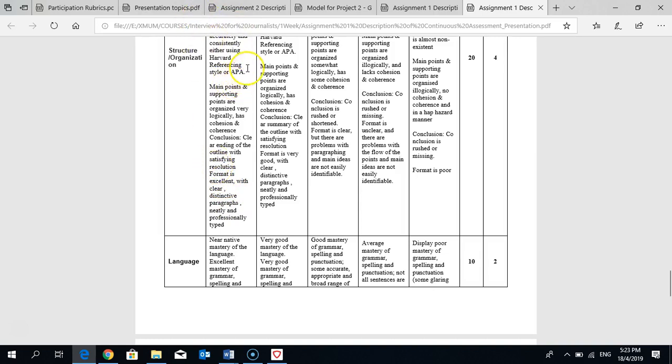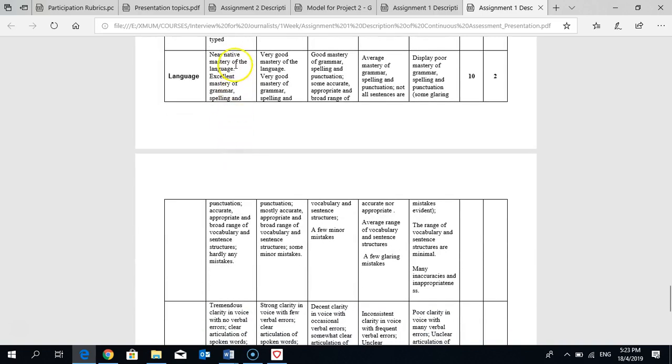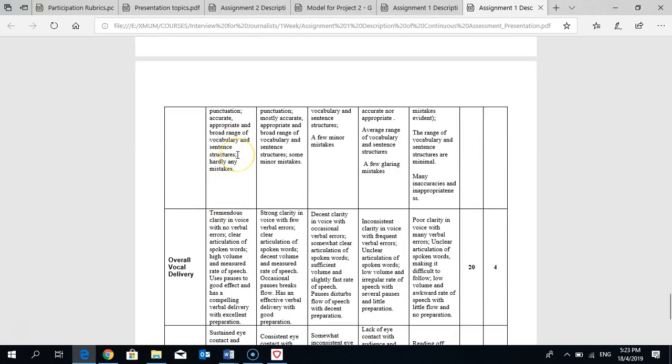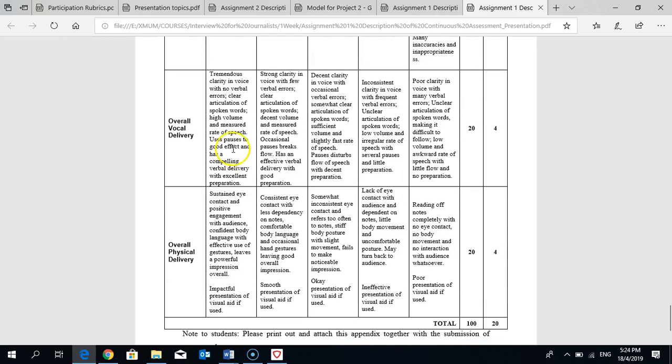Going back to the referencing, it would still be maybe at the bottom of your slides. You could put the actual reference so we can see where you got the information. And so that could be an APA style, for example, so that we know where you found the information. Language, near native mastery, and this is all for an A, and you can guess that it diminishes from there, what our expectations are. Near native mastery of the language, excellent mastery of grammar, spelling, and punctuation, accurate, appropriate, and broad range of vocabulary and sentence structures, hardly any mistakes.